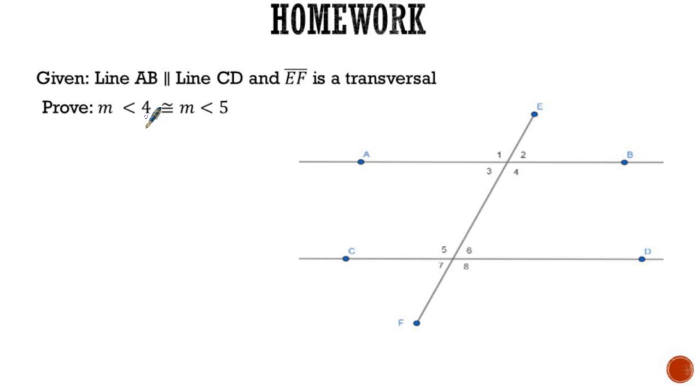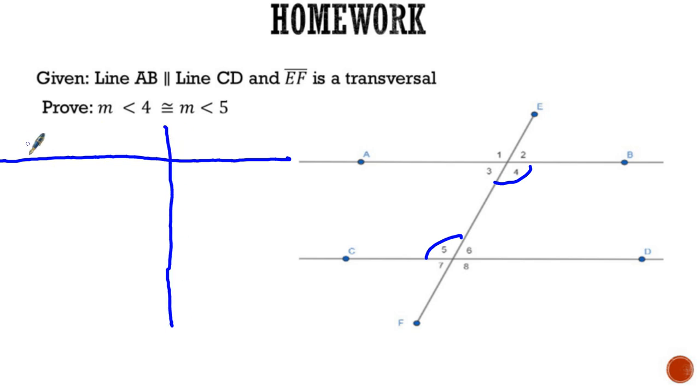All right, the next one says to prove that 4 is congruent to 5. So we're getting ready to prove that alternate interior angles are congruent. So we're going to do the same thing. We're going to give our statement, what we want to say. Statement, and then we're going to give our reason for the statement.